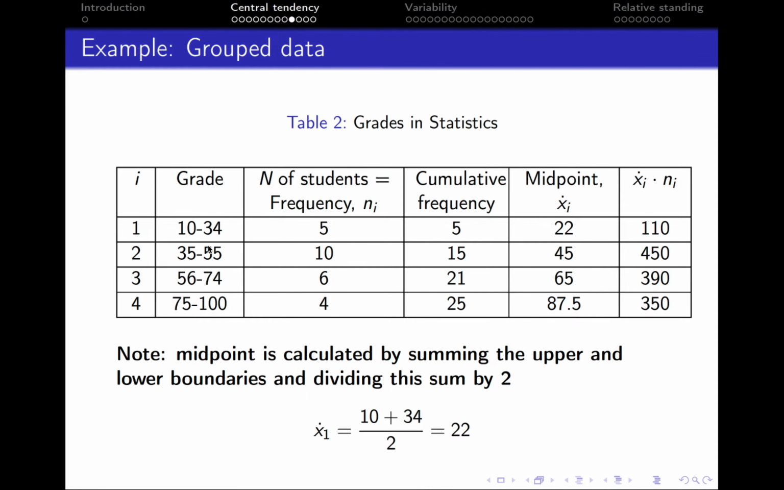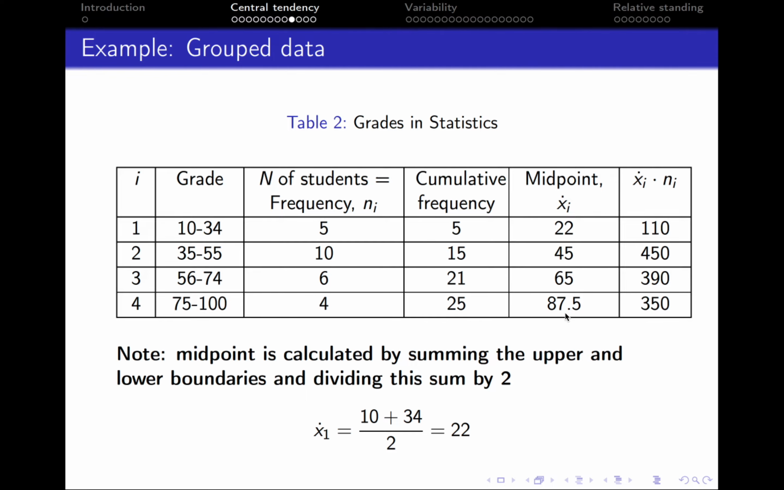And we do the same for the second class. 35 plus 55 divided by 2 gives us 45. 56 plus 74 divided by 2 is 65. 75 plus 100 divided by 2 is 87.5.